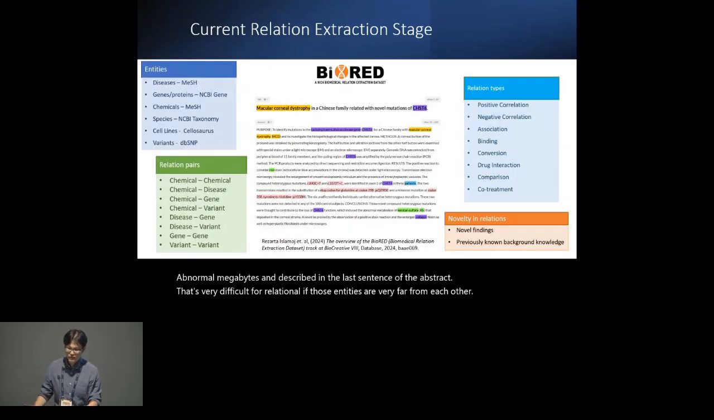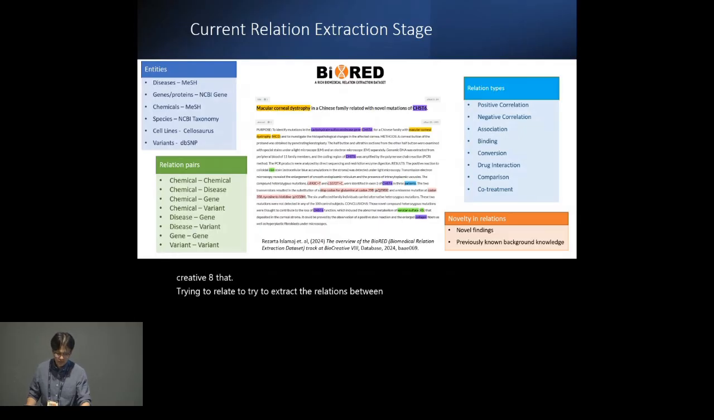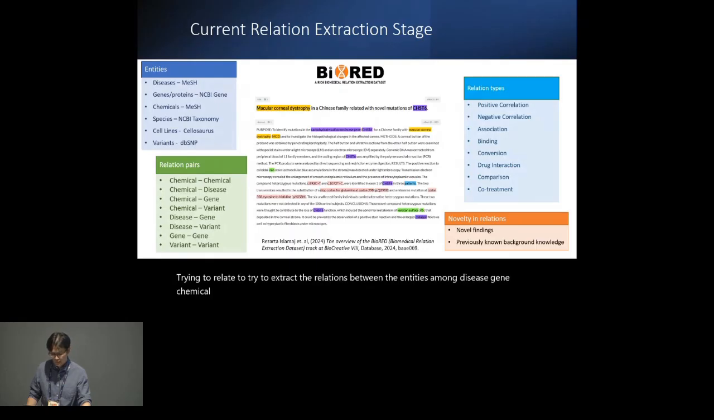The current relation extraction task is the BioRED track in BioCreative 8, which tries to extract the relations between entities among disease, gene, chemical, and others, covering the relation pairs among those, with 8 relation types, including positive, negative, association, binding, and others, and the dataset also annotates novelty.